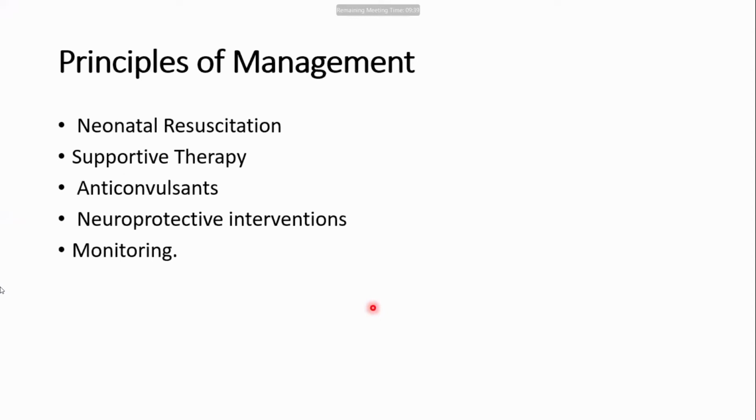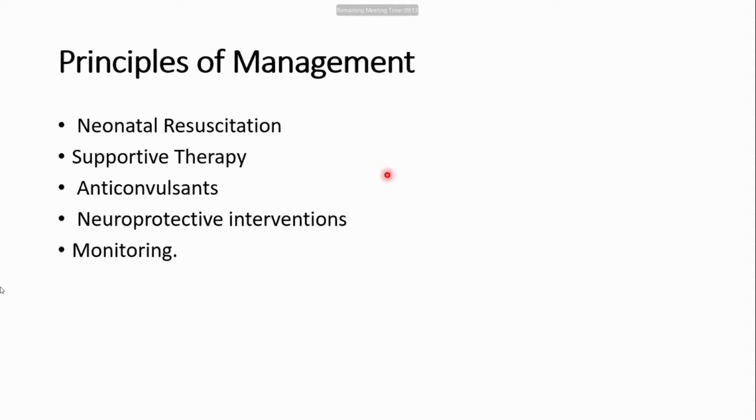Now, what are the principles of management? How do you manage birth asphyxia? The principle of management, first is neonatal resuscitation. Proper neonatal resuscitation is key for management of birth asphyxia. Then after, if the child has already developed birth asphyxia, supportive therapy, anticonvulsant to prevent seizure, some neurocognitive intervention and proper monitoring. These are the key principles of management.